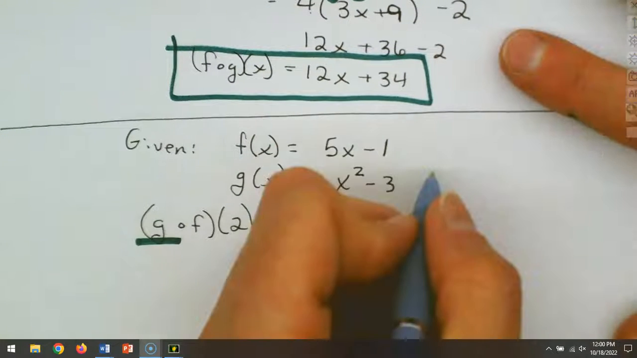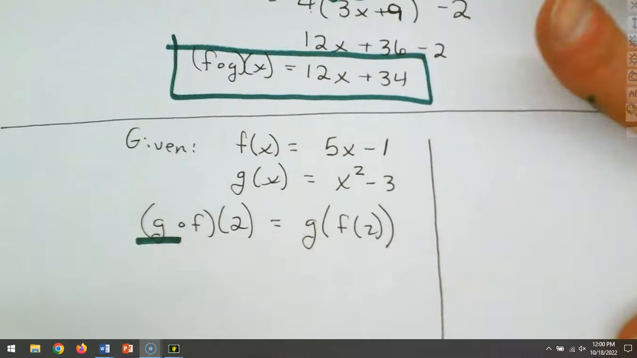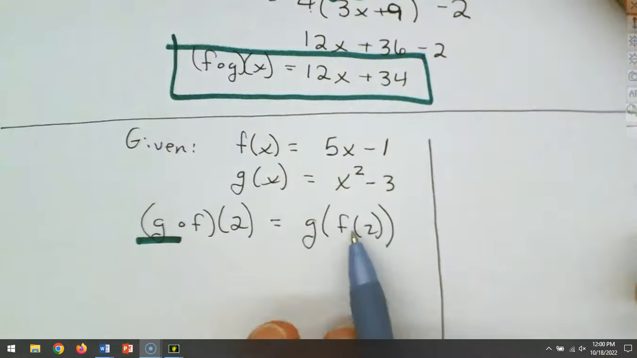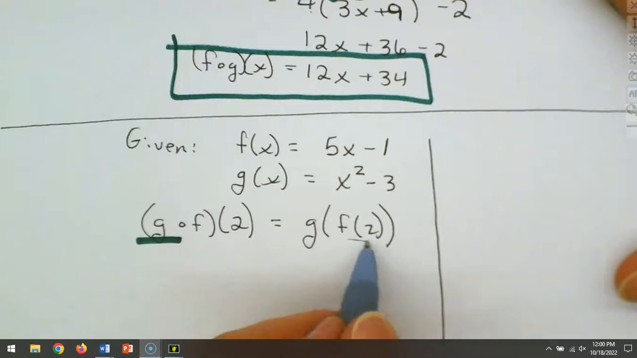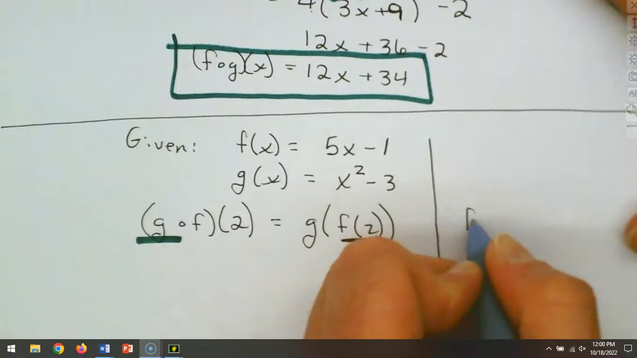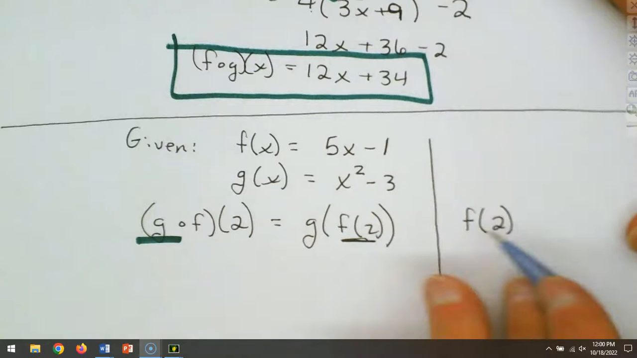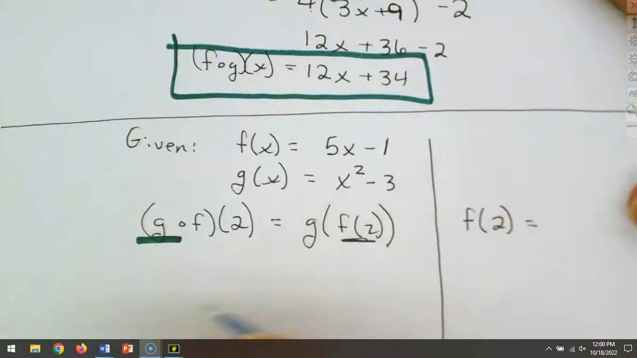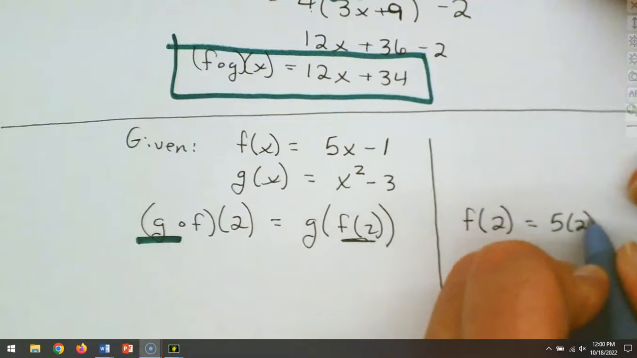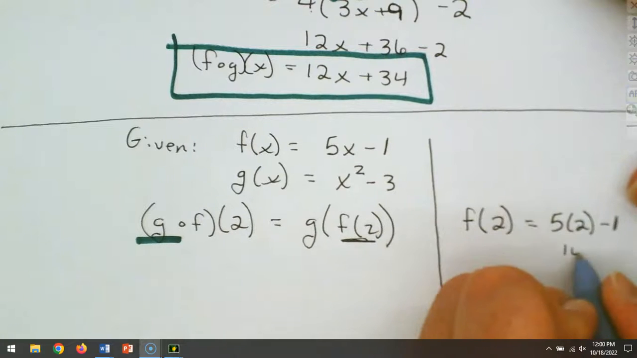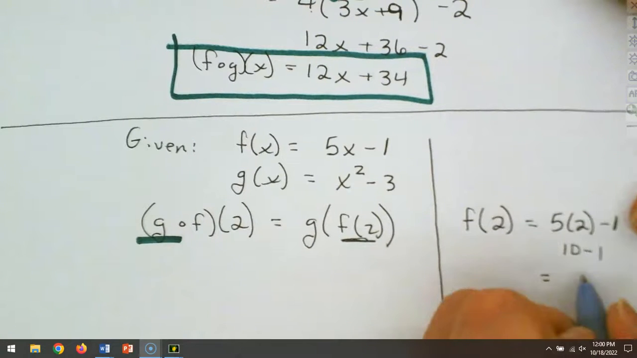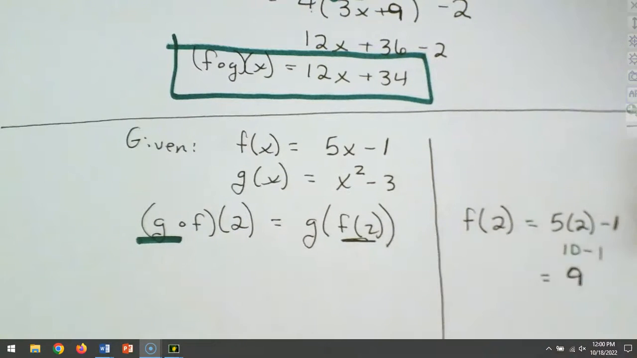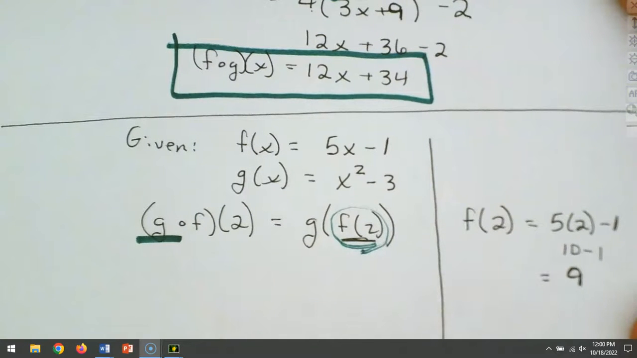What do we need to do? This one's actually a little bit more difficult, I think, than the last one. We need to first do the inside. What's on my inside? F of 2. So we plug in F of 2. We need to find it, and that would be 5 times 2, right, minus 1. So 10 minus 1, and that is a 9. So the first thing we do is the inside. And notice this has a number on it, right? So we better get a number answer.